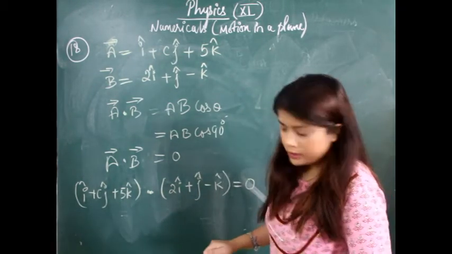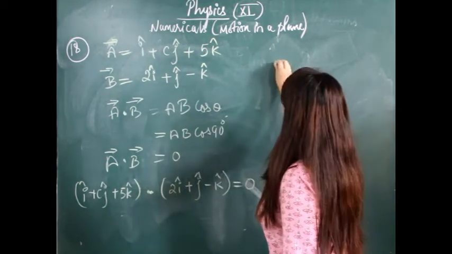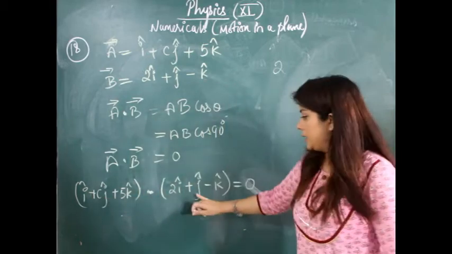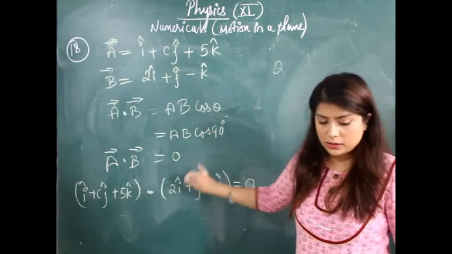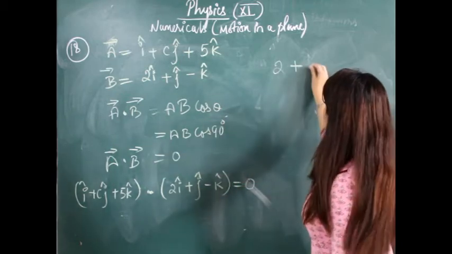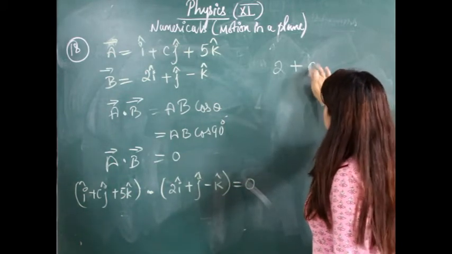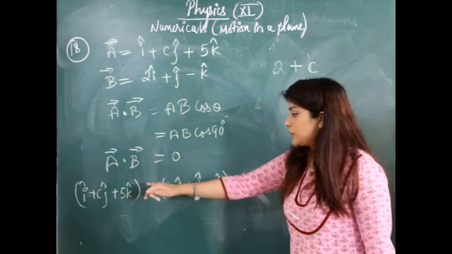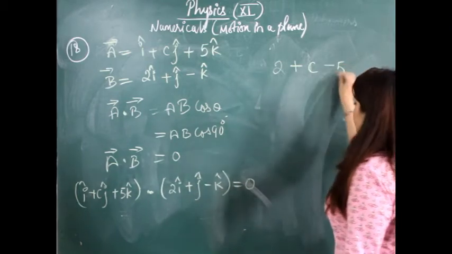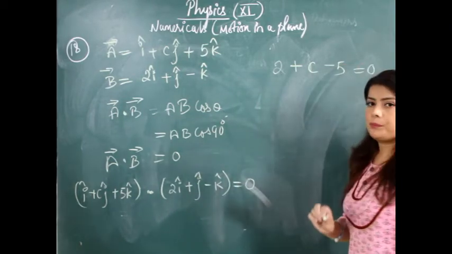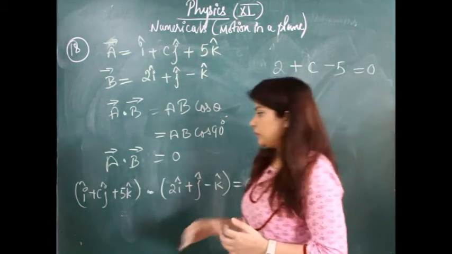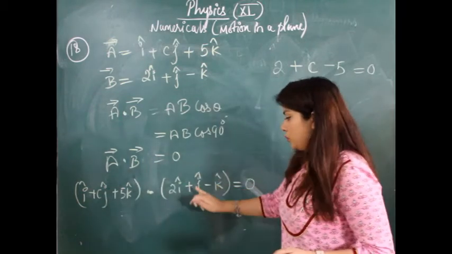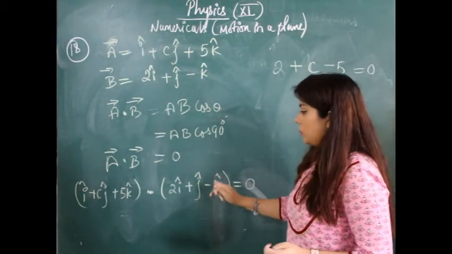So this will be 2 into 1, 2. Second is C into j. J only 1 is there. C into 1 is 1. Plus and plus will be plus, so it will be C over here. Then third is 5k into minus 1. Minus plus 5 into minus 1 will be minus 5 is equals to 0. Simply multiplying the same factors, that is 1 into 2, C into 1, 5 into minus 1.